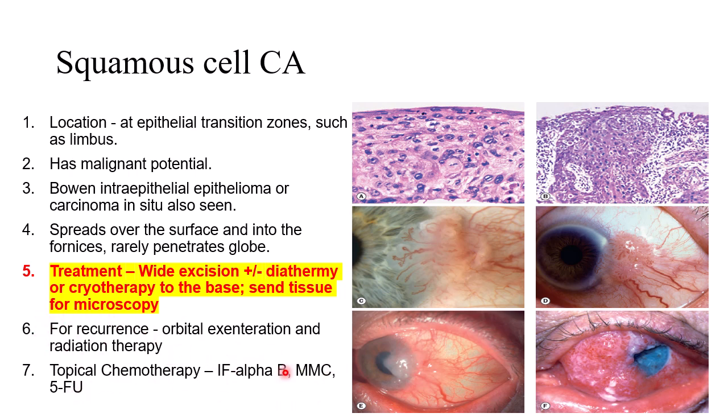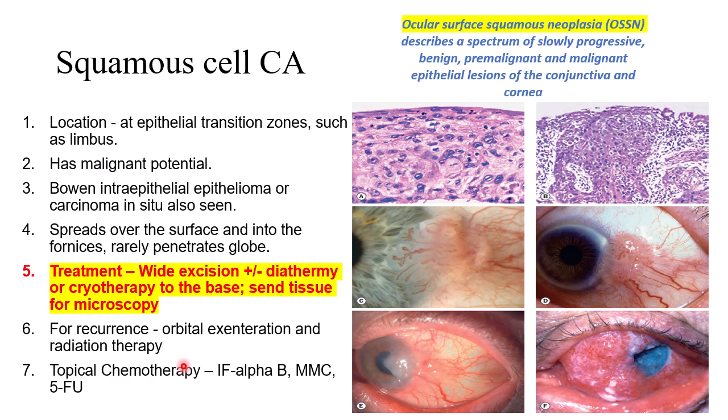Topical chemotherapy consists of these agents. Now you have to know about this term, ocular surface squamous neoplasia. This is a new terminology. It describes a spectrum of slowly progressive benign, premalignant and malignant epithelial lesions of the conjunctiva and the cornea. So remember all of these lesions, even the papilloma that I showed you, are now encompassed in an umbrella term which is known as OSSN, or ocular surface squamous neoplasia.